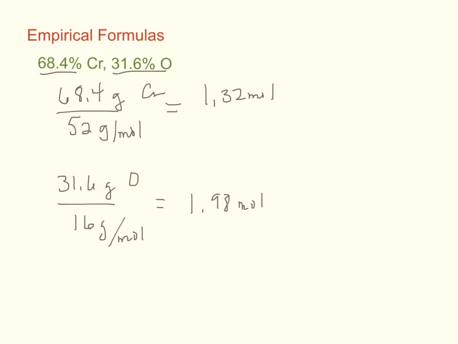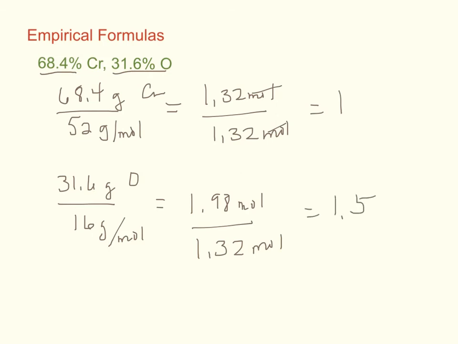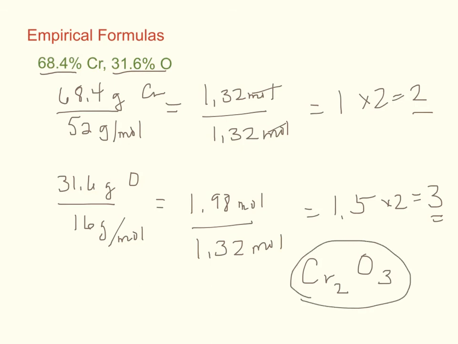Now we divide by small. Obviously 1.32 is the smaller number here, so we divide by that smaller number. If you divide with moles, then you get rid of your units and you're just left with values. This will give us 1, and this gives you 1.5, and then it's multiply till whole. We don't want any fractions. We want to multiply till we get whole numbers. So if we multiply both by 2, then we're going to get whole numbers of 2 and 3. The 2 corresponds to the chromium, so it is Cr2, and then the 3 is the oxygen, O3. So the empirical formula for this compound is Cr2O3, given the percentage data that you have been handed.